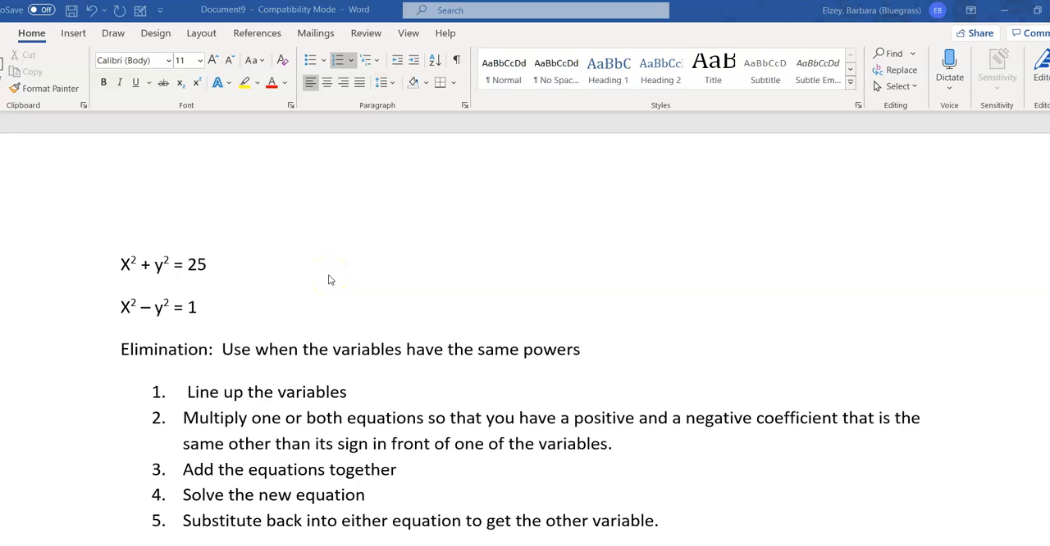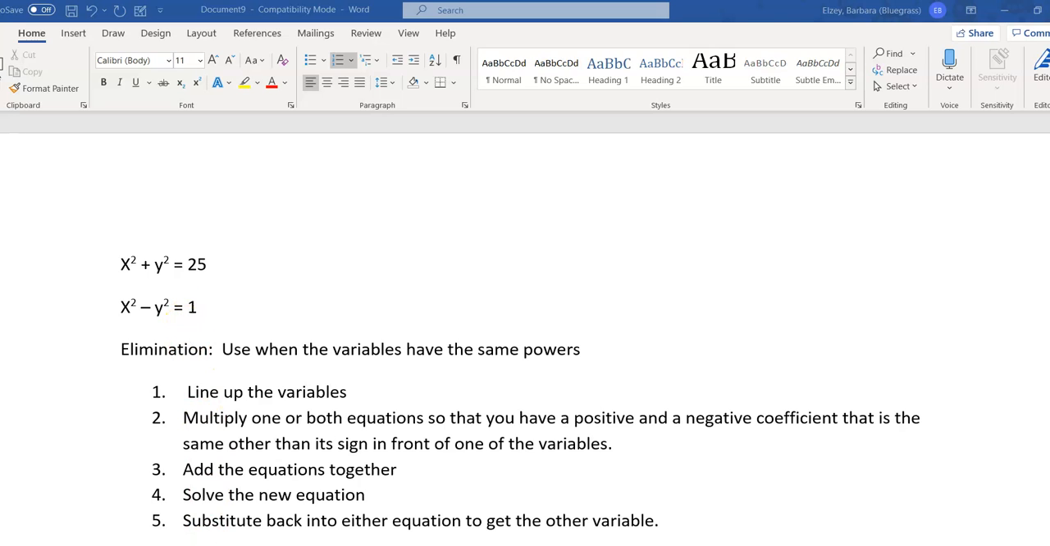So now we're going to look at the elimination method, and we'll do one easier example and then we'll move to a slightly harder example. Okay, so notice that in both of these equations, unlike the substitution problem that we did, these all have variables raised to the same power. So we have an x squared and an x squared, and a y squared and a y squared. And when that's the case, we are going to use the process of elimination.